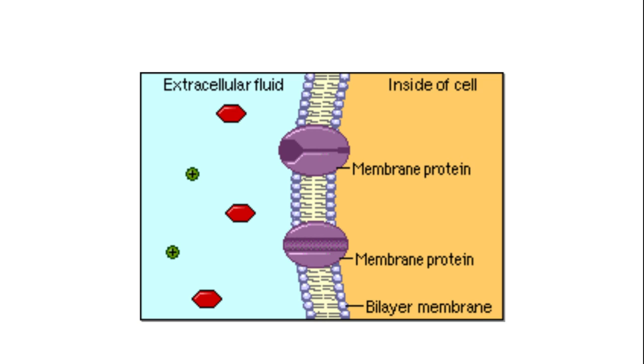These channels are specific. What does that mean? Molecules have to have the right size and shape to be able to go through. So in this channel, only hexagons can go through. Maybe they're glucose. And in this channel, only the green molecules can go through. So the green ones can't go through here, and the red ones can't go through here. So each molecule has a different specific channel.